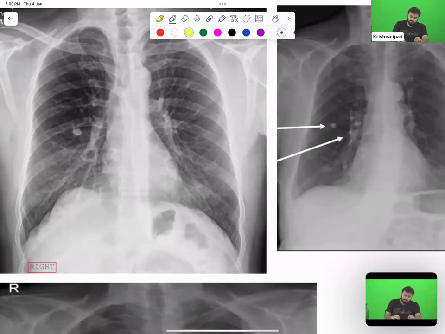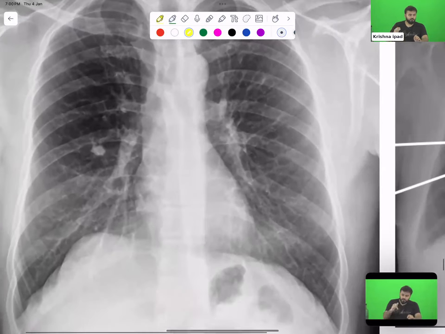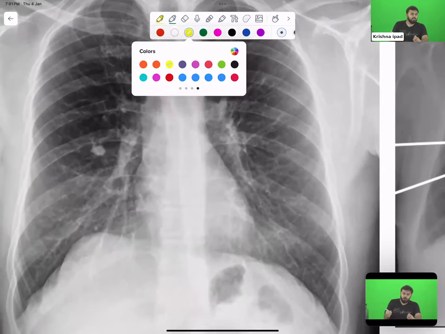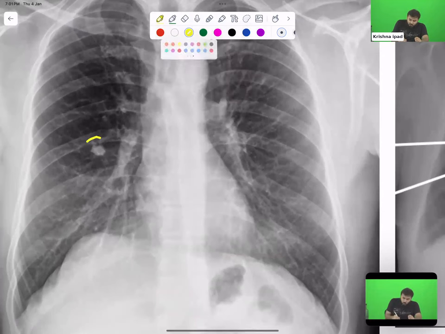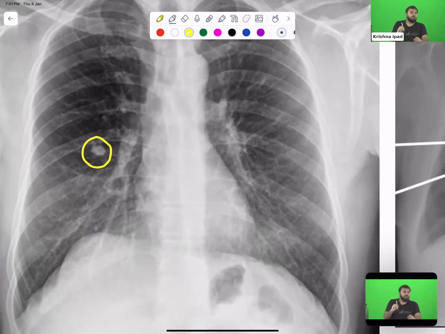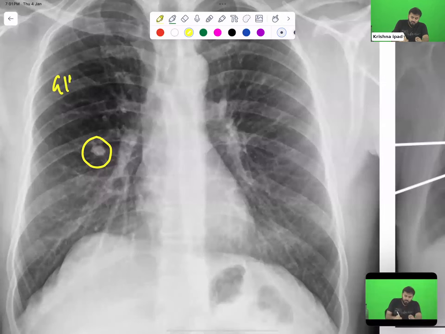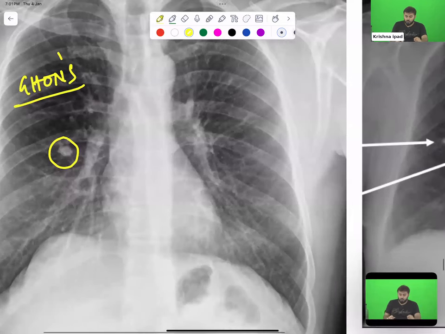Now what is this? What is this X-ray over here? Very good, Karan Raj. You see a small focus over here? Very good, Arbina Ali. This is called Gons focus. This is called your Gons.